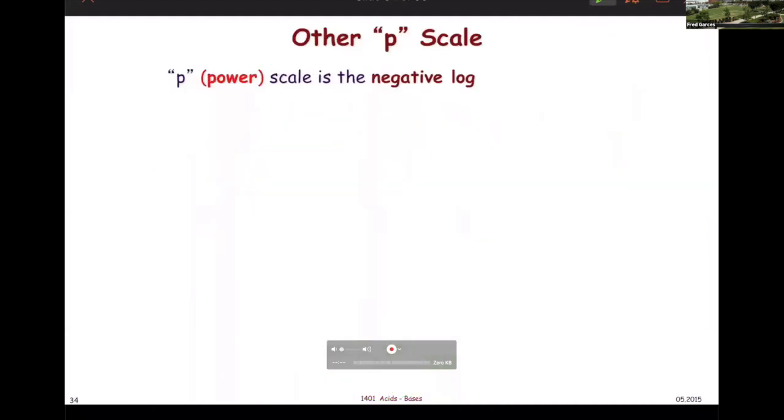And because we don't like values that have exponents, 1 times 10 to the minus 7, 1 times 10 to the minus 14, even 1 times 10 to the minus 2, what we do is we use a function. And remember what a function is. It's just a mathematical operation. If you take the square root of something, then that's a function.